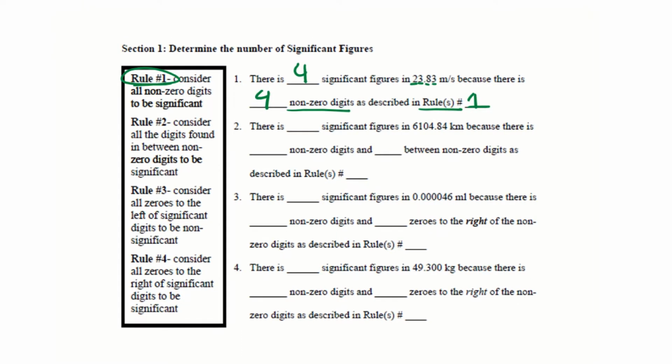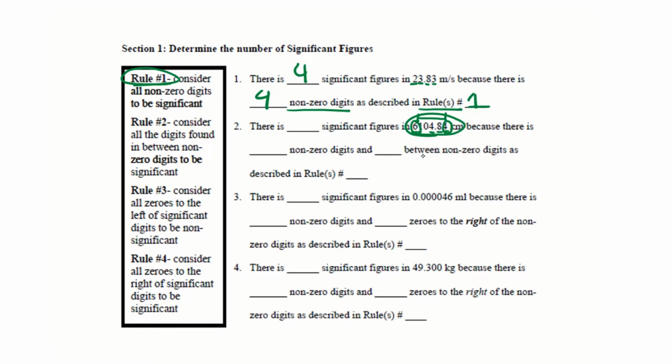Okay, so rule number 2, consider all the digits found in between non-zero digits to be significant. So if you have non-zero digits, then any of the numbers that are in between those non-zero digits are going to be considered significant. Doesn't matter if they are actually zeros. So for instance, they're giving us this value here. Well, we know this is non-zero, non-zero, non-zero, non-zero, non-zero. Well, this is my non-zero, and here's another one. So that means that all of the digits in between these are going to be significant.